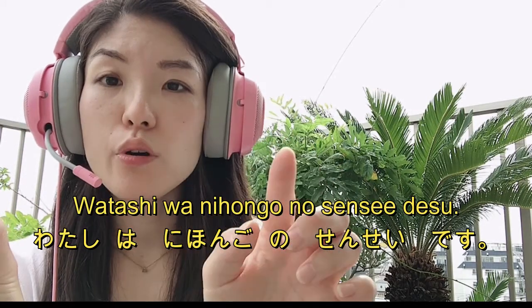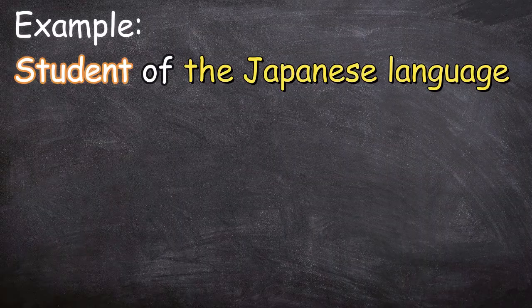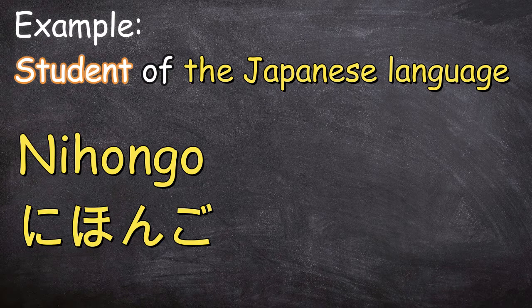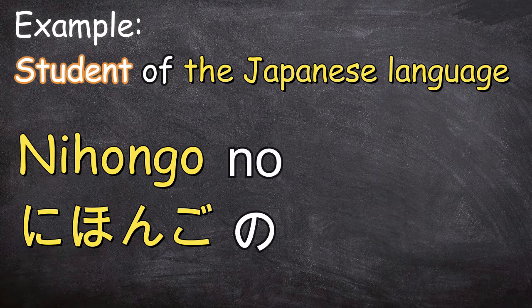In my case, 私は and then now I'm going to use no. 日本語の先生です。Need to anyway exercise. Student of the Japanese language. Whenever it comes to the "of", you need to swap the places. English and Japanese, okay? So start from Japanese language and of, go back.